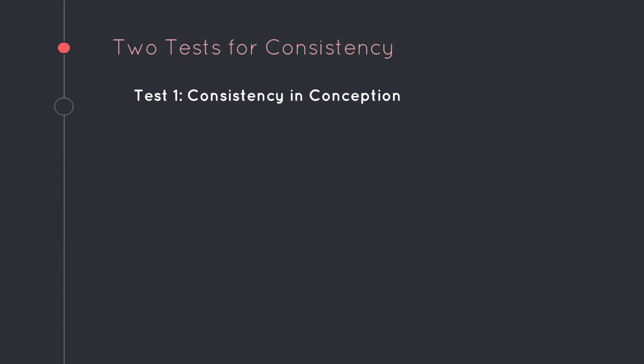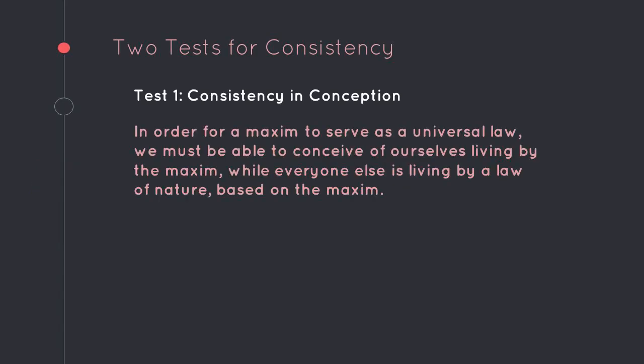Test 1, consistency in conception. In order for a maxim to serve as a universal law, we must be able to conceive of ourselves living by the maxim while everyone else is living by a law of nature based on the maxim. So in other words, every time you're going to act, you formulate your maxim, and what you're trying to discover is whether you could live by the maxim if it were at the same time a law of nature for everyone else, that everyone else automatically did it.